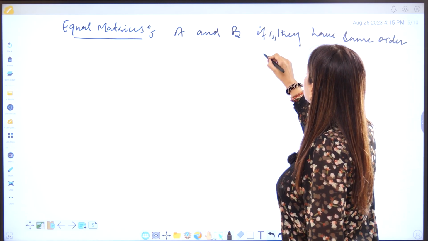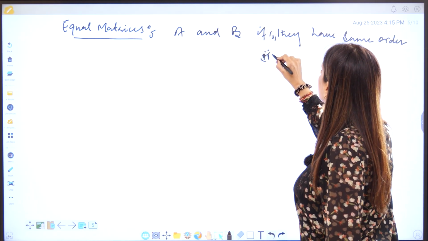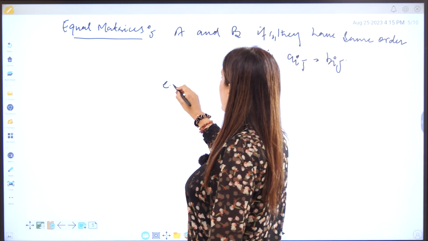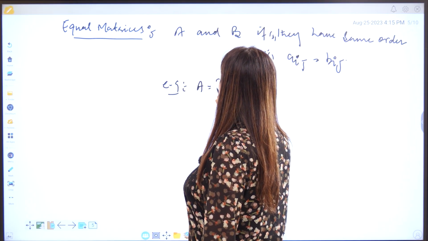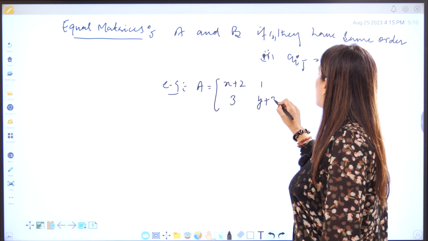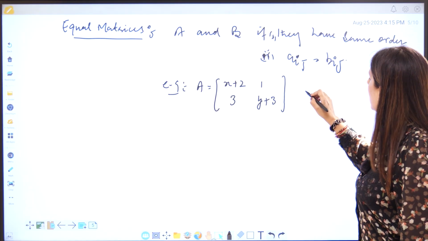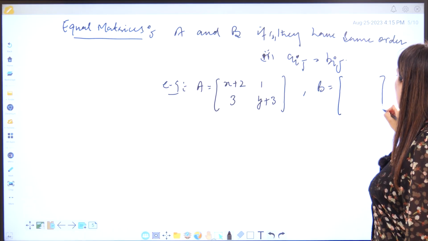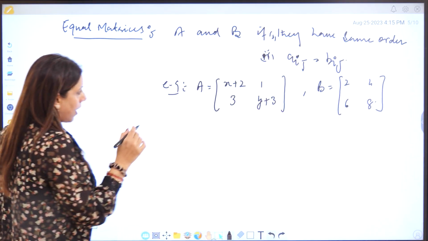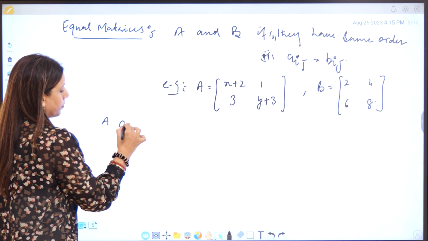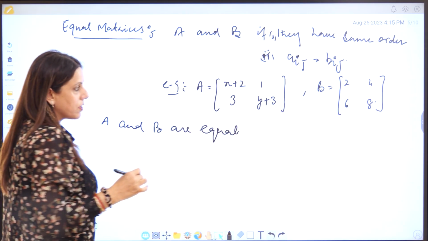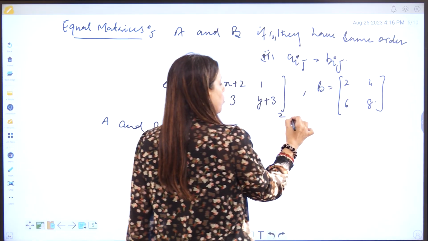Or I can write it Aij is equal to Bij. For example, if I take A as x plus 2, 1, 3, y plus 3, and similarly I consider B as 2, 4, 6 and 8. I can say that A and B are equal because I have seen that these are of the same order, 2 into 2 matrix.